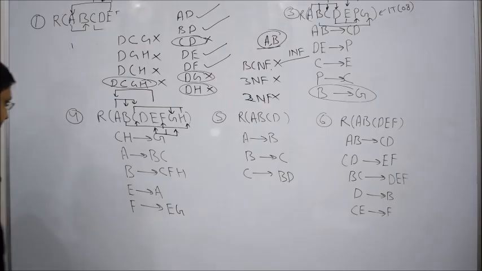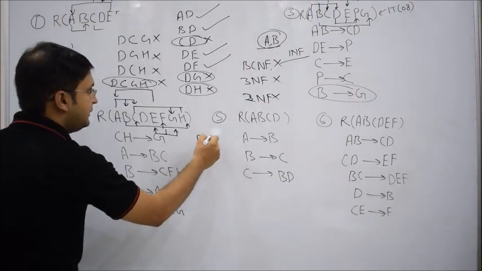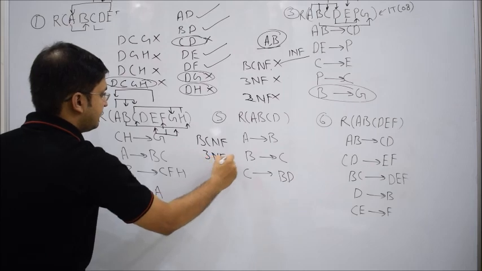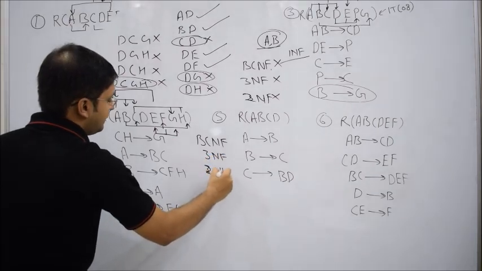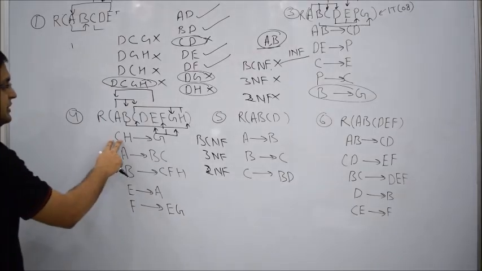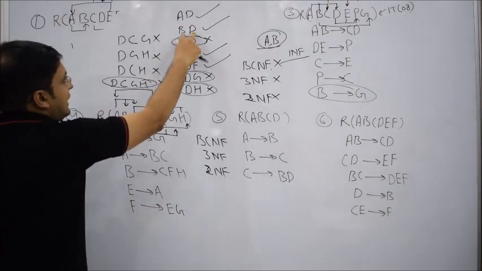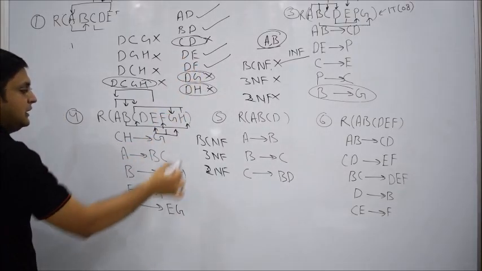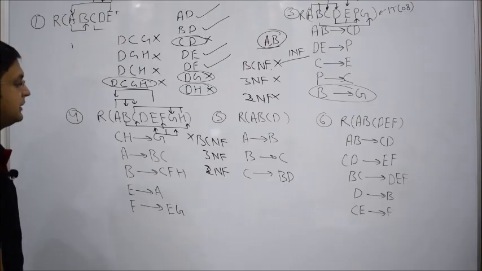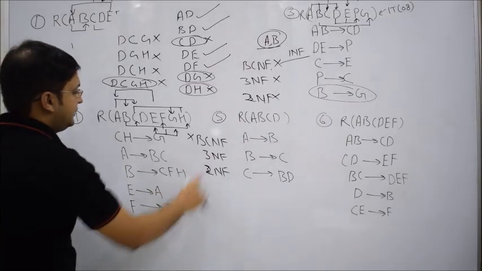First I'll check for BCNF, then I'll check for 3NF, then 2NF, and if not possible then it automatically becomes first NF. Let me check. CH: is CH a candidate key? No, CH is not a candidate key. The table cannot be in BCNF. That is okay. Now let me check for 3NF.